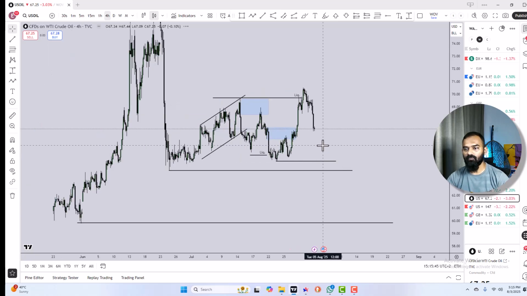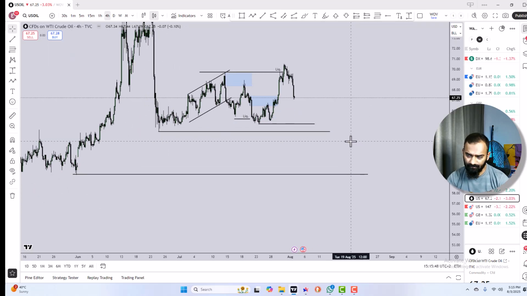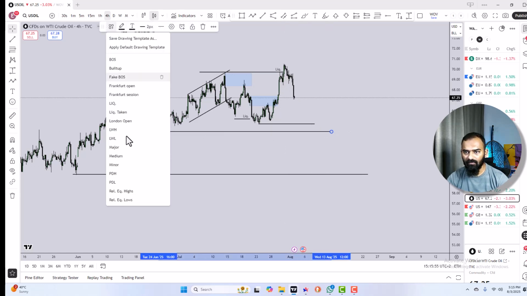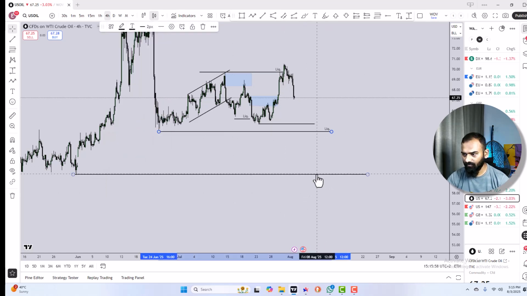So let's see. I'm not so much clear about oil, but on a bigger picture, I think this is a very good liquidity target. And then 59.8 is also a very good liquidity target.